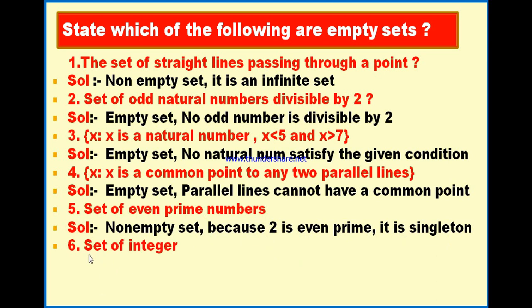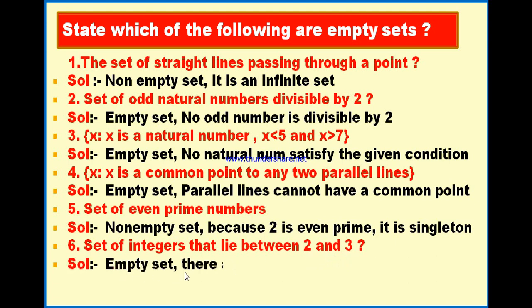The next question is the set of integers that lie between 2 and 3. Now, if we list out all the integers that lie between 2 and 3, you cannot write an integer in between 2 and 3.